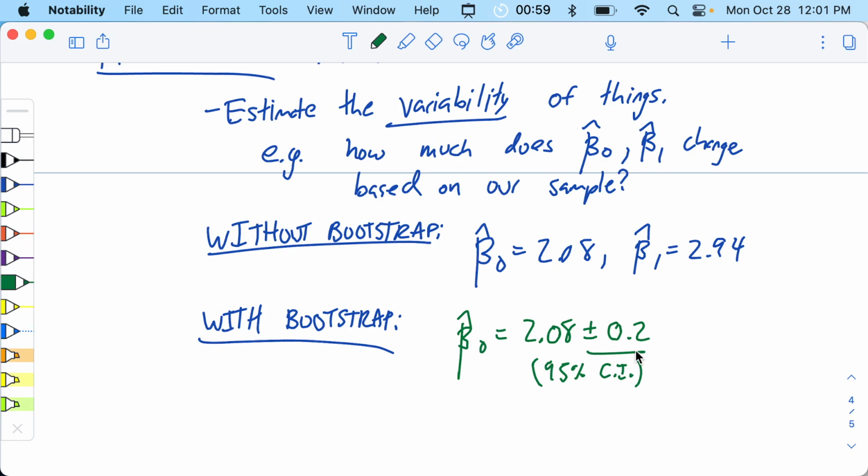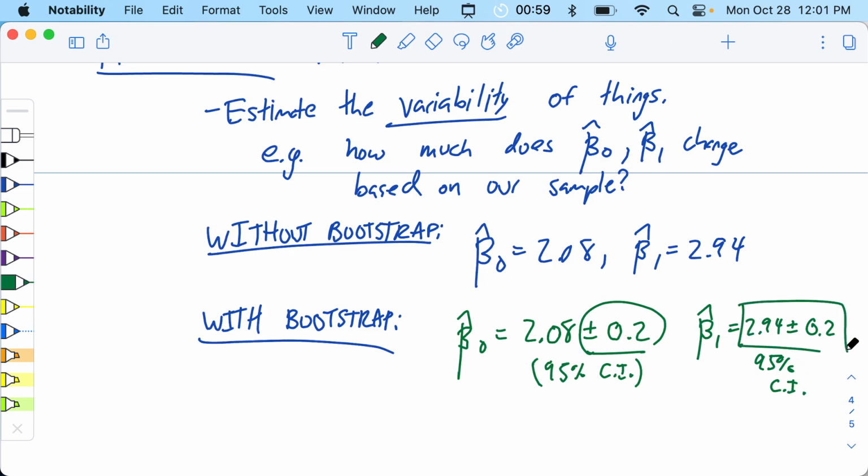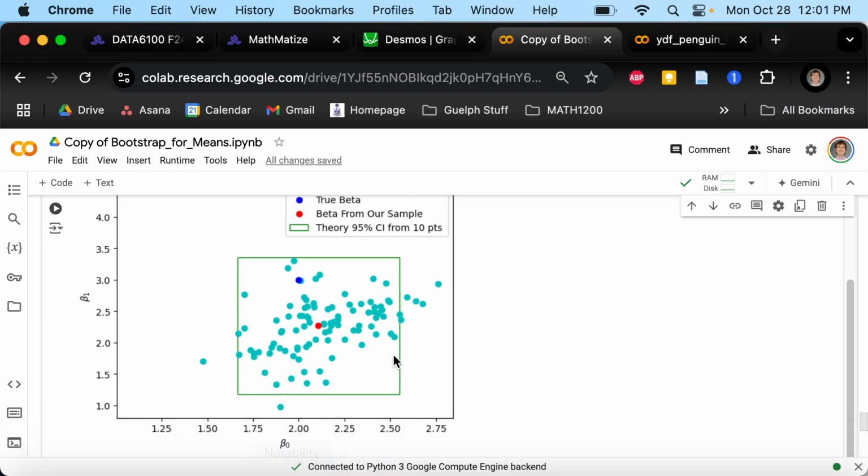So this is what the bootstrap lets you do. It lets you calculate this plus minus part. Similarly, for beta hat 1, you would get 2.94 plus minus, and I guess also about 0.2 because it's a square. That's the 95% confidence interval. And you can do this no matter how complicated your model is and no matter how bad you are at statistics, right? You just do the bootstrap. You draw this plot of all the different things you got, and then you make a square that contains 95% of the points. So very, very simple. That's what the bootstrap lets you do.